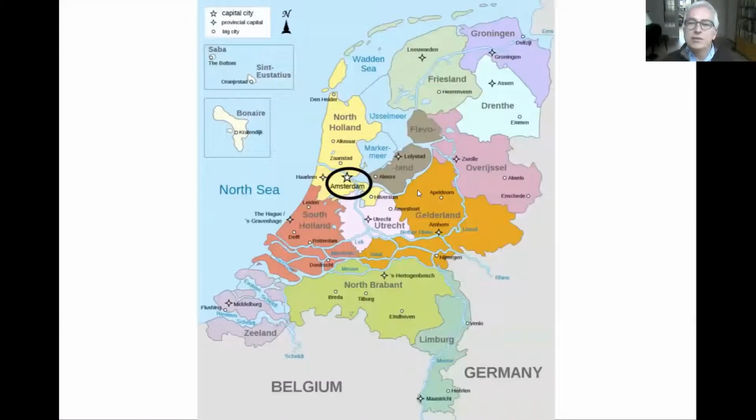Before we enter into those groups and their impact on landscape, let's have a look at present-day Netherlands. Amsterdam in the circle, the capital of the Netherlands, not the center of government, that's The Hague. Province North Holland, Province South Holland, 10 others, the 12 together, the Netherlands.